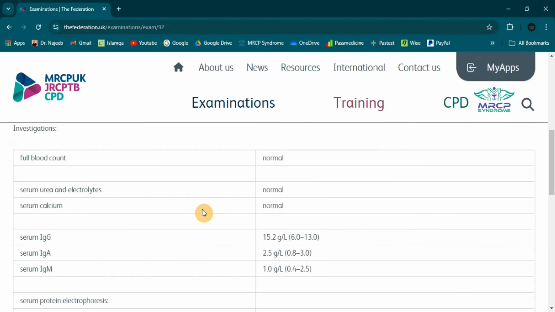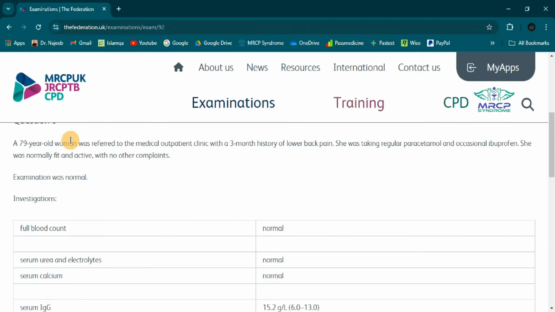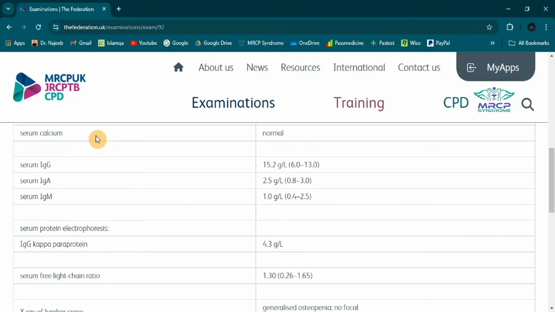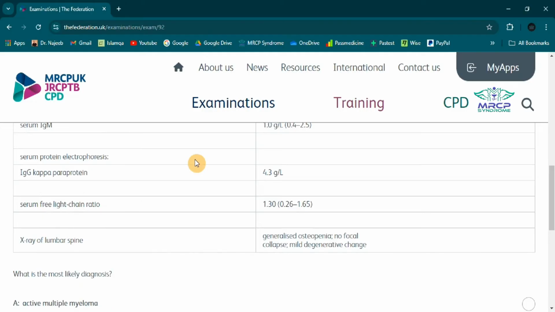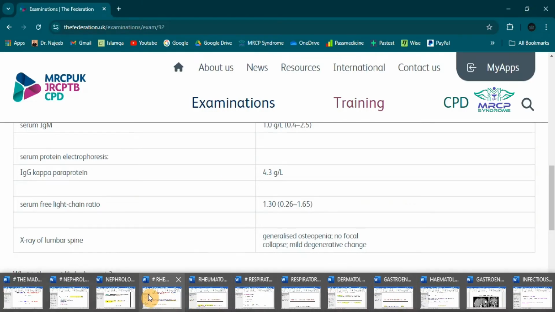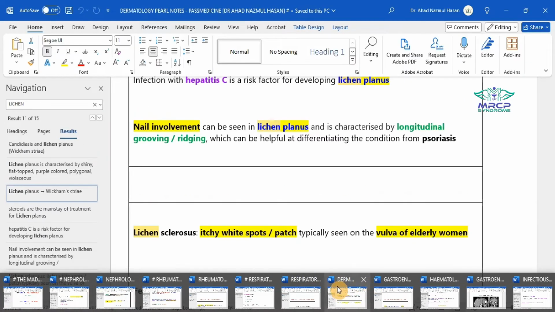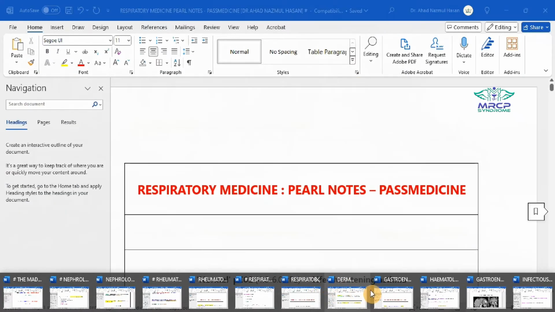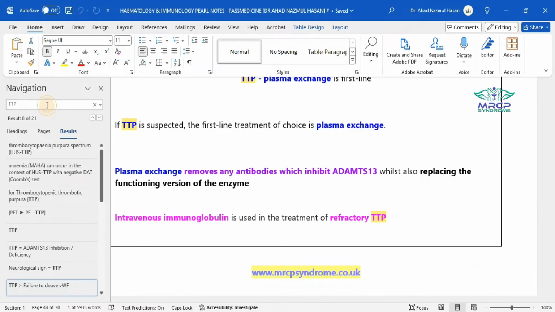MGUS is also more common in older patients, and this usually remains stable without progressing to multiple myeloma. So what are the diagnostic criteria for MGUS? Can anyone recall? There are 4 points in the diagnostic criteria for MGUS.